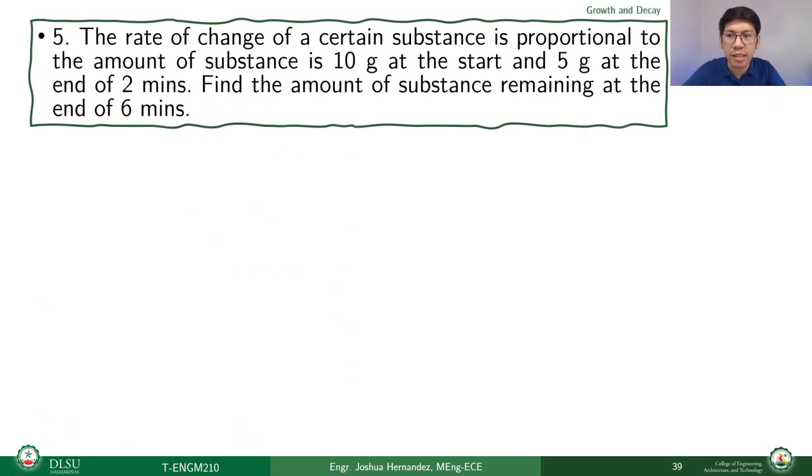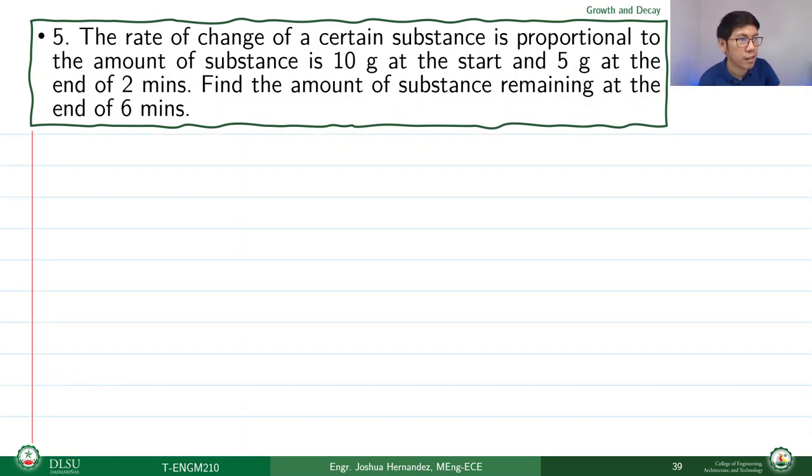Number 5. The rate of change of a certain substance is proportional to the amount of substance. It is 10 grams at the start and 5 grams at the end of 2 minutes. Find the amount of substance remaining at the end of 6 minutes. So yeah, let's try and solve this out. First, let us quantify what is given.